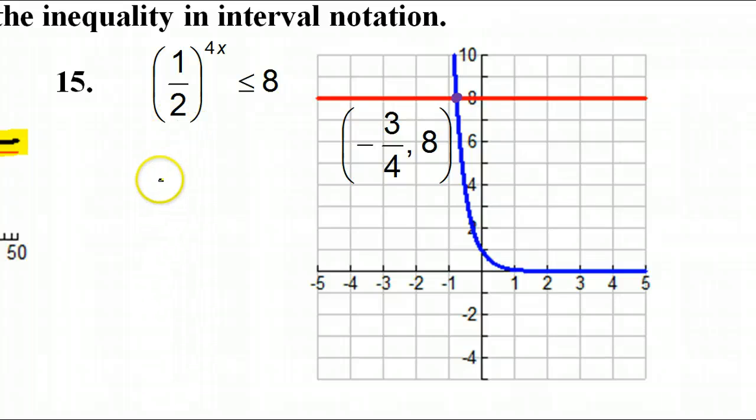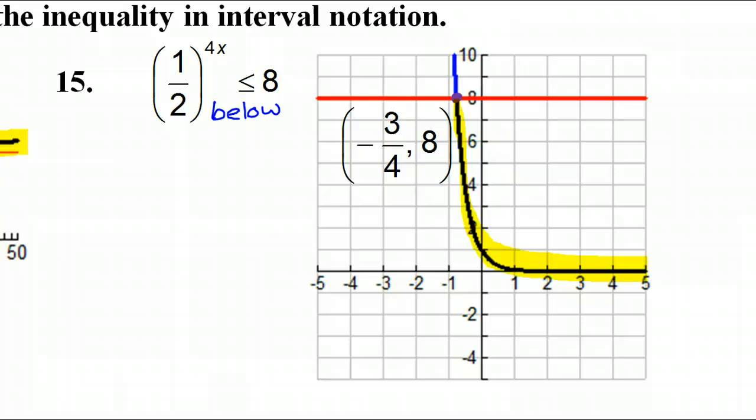Alright, last one. Looking at this symbol, am I thinking above or below right now? Hopefully you are thinking below. Below. Because this is less than or equal to, so that should be below 8. So this red line represents 8. So below 8 would be this part of the graph that I'm highlighting now. That's everything that's below 8.